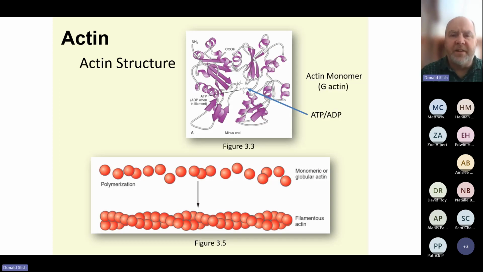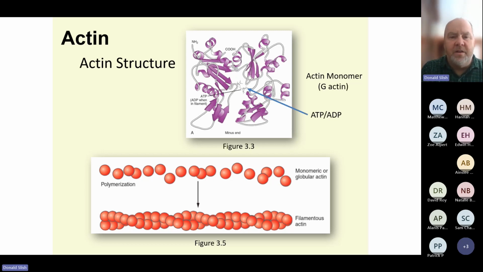All right, structure of actin. So actin are small globular proteins, and it's got a binding site in the center for ATP or ADP. It will hydrolyze that ATP into ADP once it polymerizes. So the ATP is important for the polymerization of the actin into filaments. So this we call G-actin because it's globular. This we call F-actin because it's filamentous.